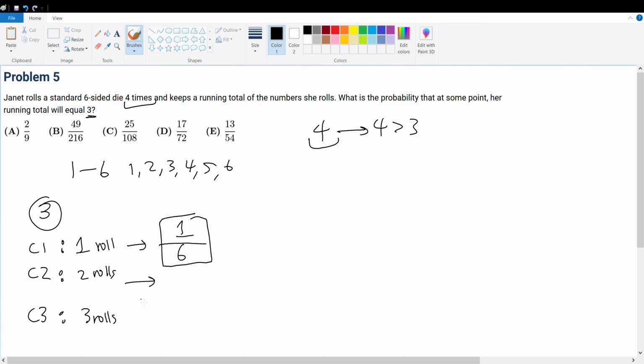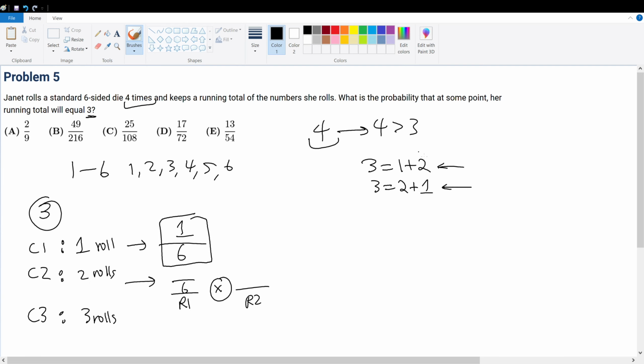What about our second case? It took us 2 rolls. So now we have roll 1 multiplied by roll 2. We multiply because this is an AND relationship: we must get roll 1 and roll 2. For these, we have 2 possible ways. 3 is equal to 1 plus 2, and 3 is also equal to 2 plus 1. So we can get a 1 then a 2, or a 2 then a 1.